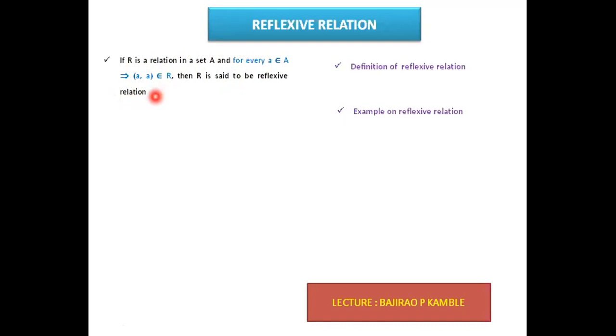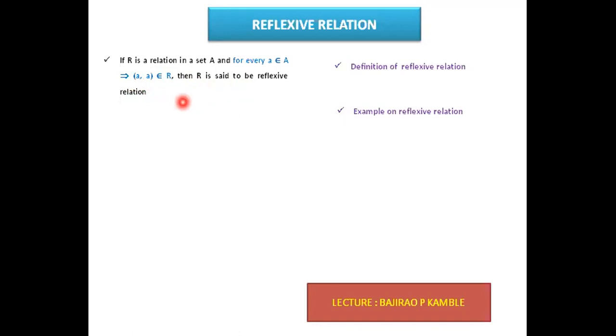I repeat this definition once. If R is a relation in a set A and for every a belonging to set A, that implies the ordered pair (a, a) belongs to relation R, then R is said to be a reflexive relation.